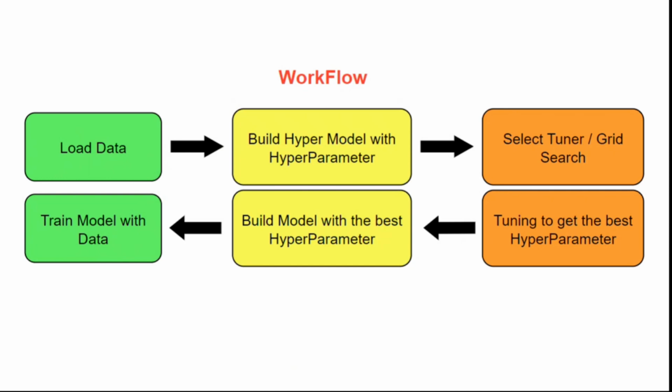And this is the workflow for finding the best hyperparameters. The first step is to load data, and then build a hypermodel with hyperparameters, and then select a tuner, such as random search. The next step is tuning to get the best hyperparameters. The next one is building the model with the best hyperparameters. And the last step is to train the model with data.